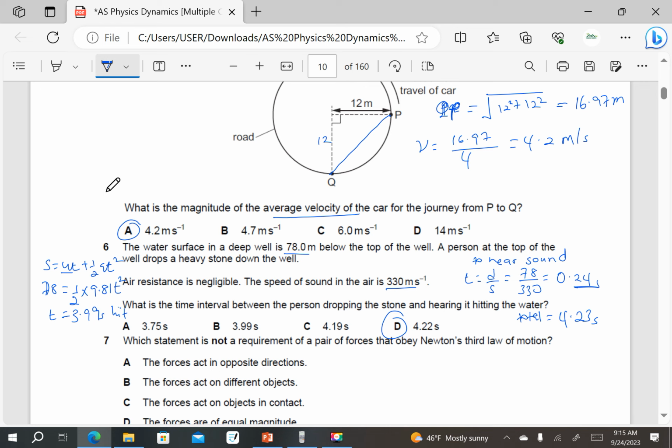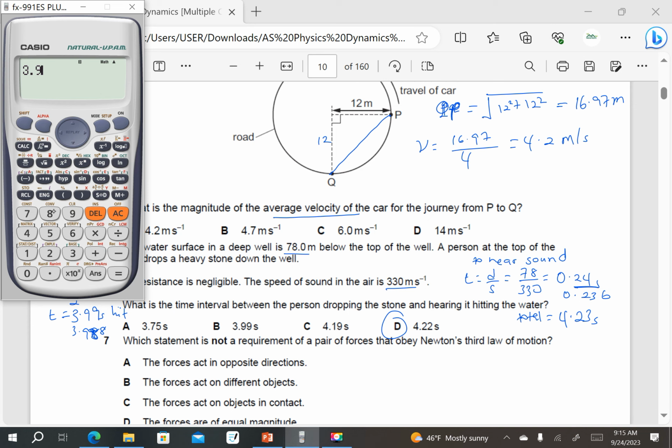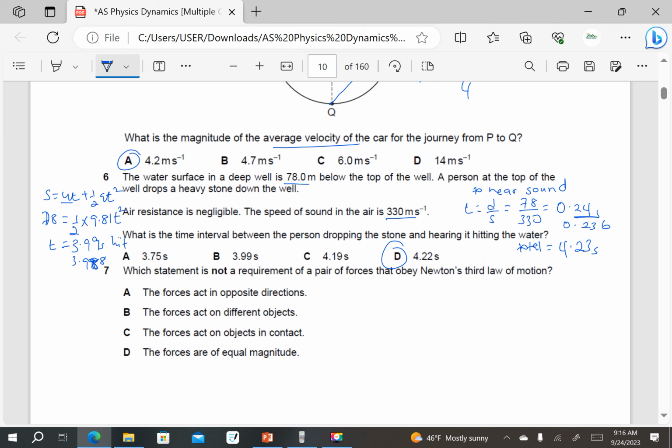If I had taken more decimal places, for example here, I would have taken 3.988, and here I think it was 0.236. If I add that, 3.988 plus 0.236, that will give me 4.224. So it means the answer is going to be D.